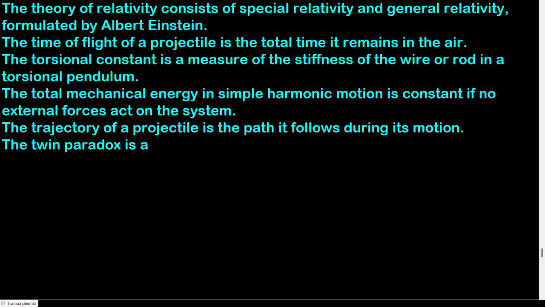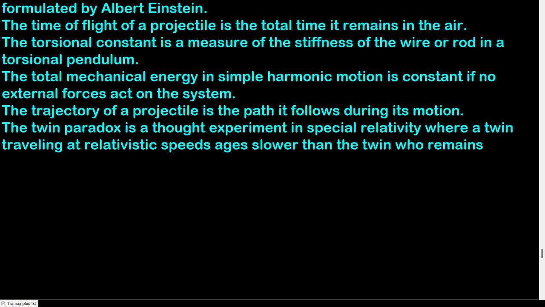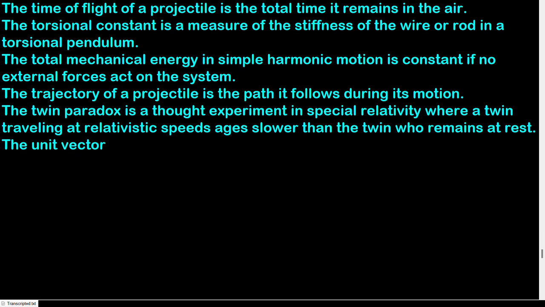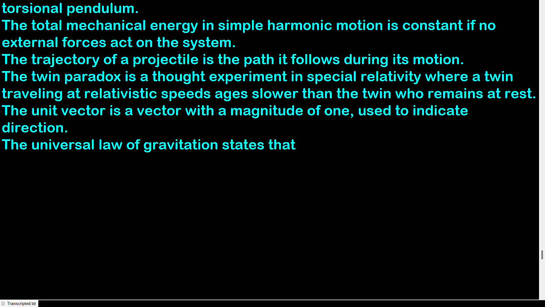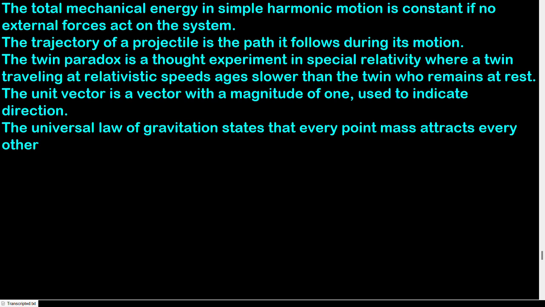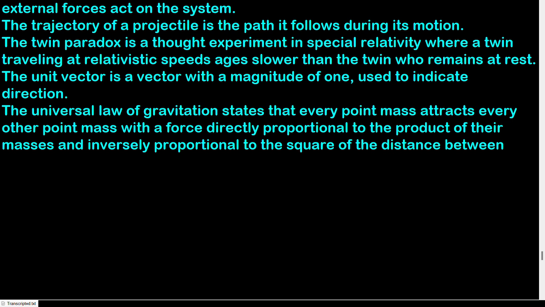The twin paradox is a thought experiment in special relativity where a twin traveling at relativistic speeds ages slower than the twin who remains at rest. The unit vector is a vector with a magnitude of 1, used to indicate direction. The universal law of gravitation states that every point mass attracts every other point mass with a force directly proportional to the product of their masses and inversely proportional to the square of the distance between them.